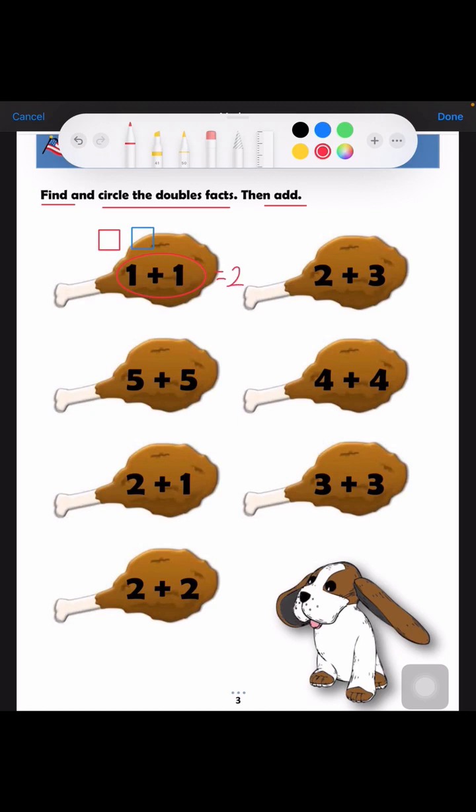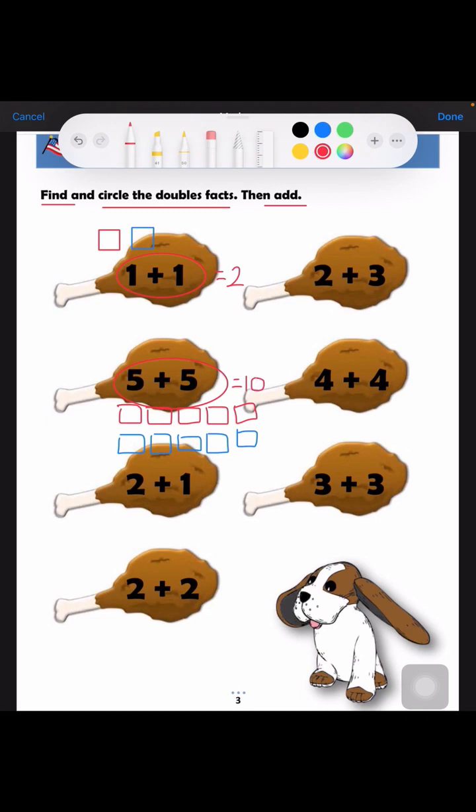And then next question, it is 5 plus 5. That is 5 blocks plus 5 blocks. Is it a double fact? Yes, because the addends are the same. So we circle it. 5 plus 5 equals 10.